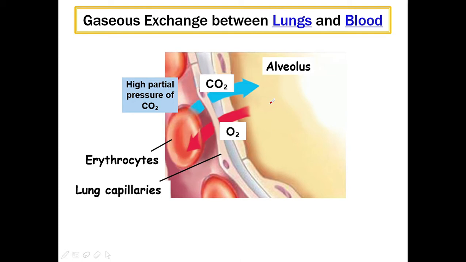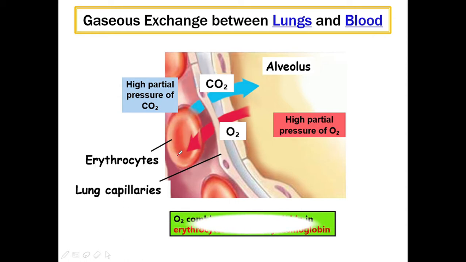At the same time, the partial pressure of oxygen in the alveolus is higher than in the lung capillaries. So oxygen diffuses into the lung capillaries and combines with the hemoglobin in the erythrocyte, or red blood cell, to form oxyhemoglobin. So oxygen is carried in the form of oxyhemoglobin throughout our blood circulatory system. The carbon dioxide just now that entered the alveolus will be expelled into the atmosphere through the nose and mouth.